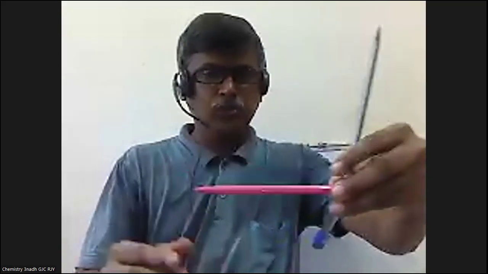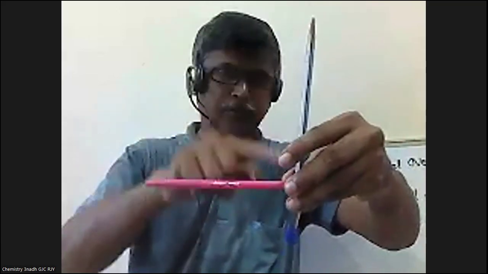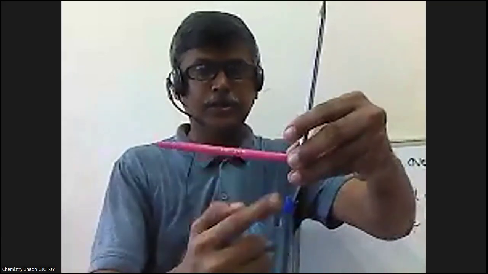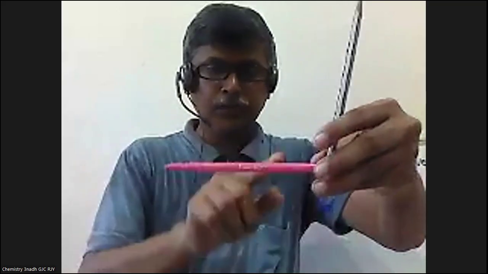Let us assume this is the px orbital, this is the py orbital, this is the pz orbital. I am unable to show the two lobes, so I am showing only one lobe.